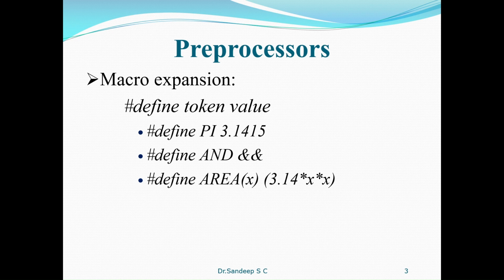We can see a couple of ampersand symbols which perform the AND operation. To give a meaningful name, we use a macro and define the token as AND. Similarly, we can have small equations evaluated in the macros themselves. We can see there is an area macro to which a value x is passed, and that value is used to evaluate the expression. So we can just use that macro wherever we want to calculate the area.